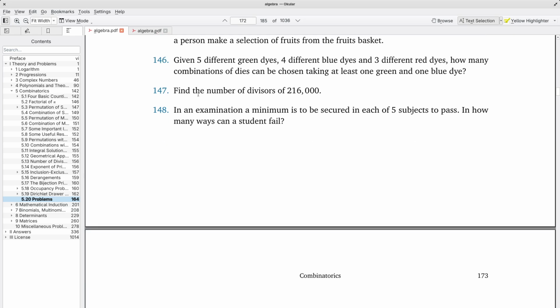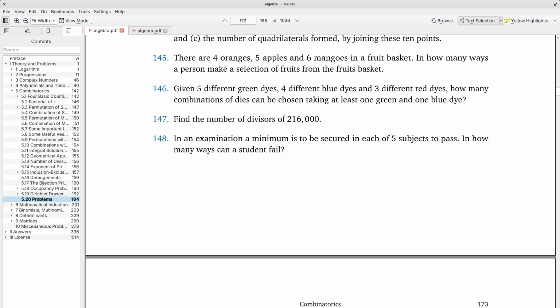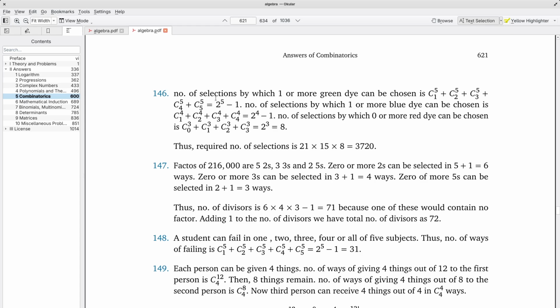Question 147 says that, we have 146. Given 5 different green dice, 4 different blue dice, 3 different red dice, how many combinations of dice can be chosen taking at least 1 green die and 1 blue die? So the number of selections by which 1 or more green dice can be chosen is 5C1 plus 5C2 plus 5C3 plus 5C4 plus 5C5, which will be equal to 2 to the power 5 minus 1.